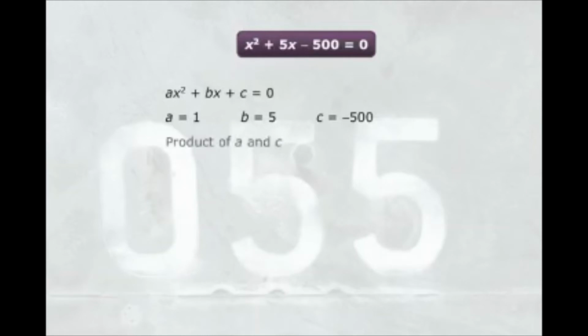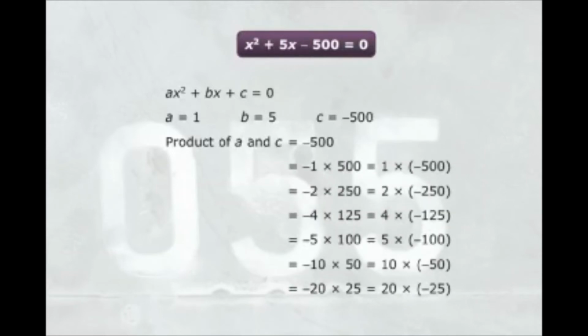So what is the product? That's 1 into minus 500, or minus 500. Now we need to list all the factor pairs of this number. So what are the factor pairs of minus 500? Don't worry, let me write them down for you. There. Now look at the value of b. Now what we need to do is, we need to choose that factor pair, the sum of whose terms will give us 5. That is the value of b.